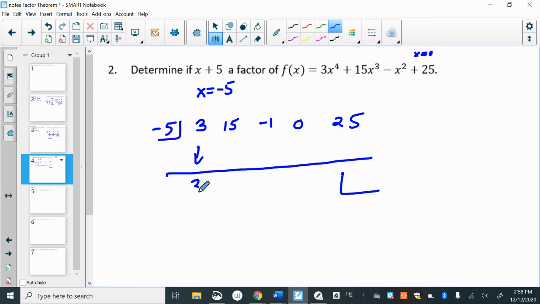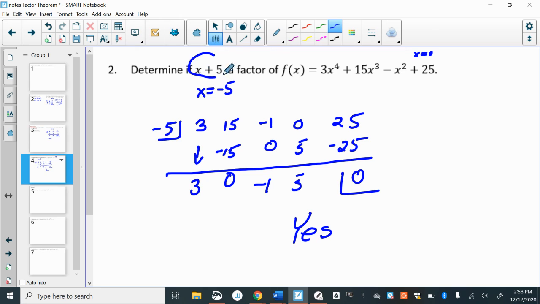Bring down the 3. 3 times -5 is -15. That gets us 0. 0 times -5 is 0. Add them together. We get 5. Add them together. -25. We get 0. So here the answer is yes. x plus 5 is a factor of this particular polynomial.